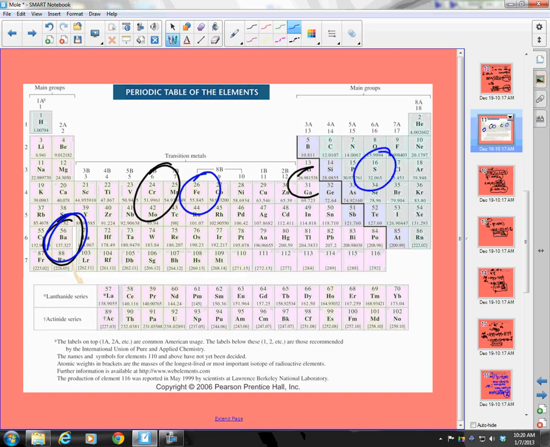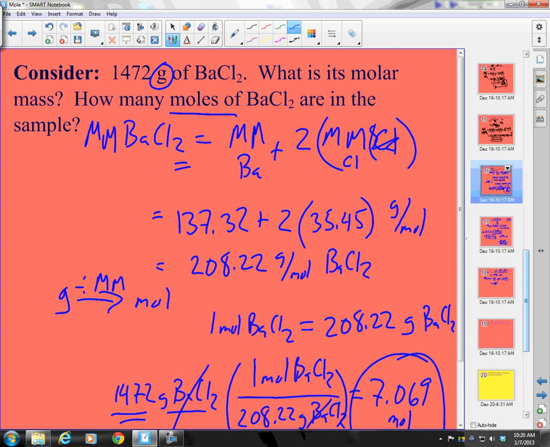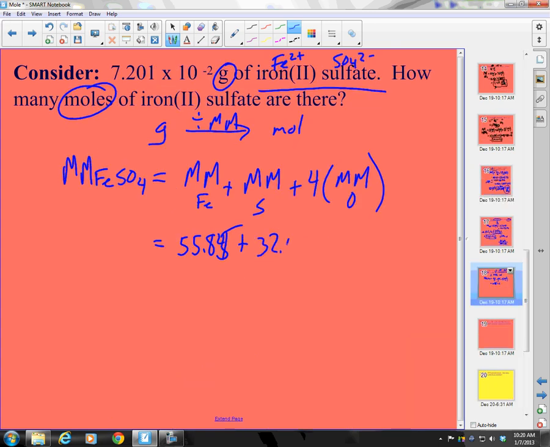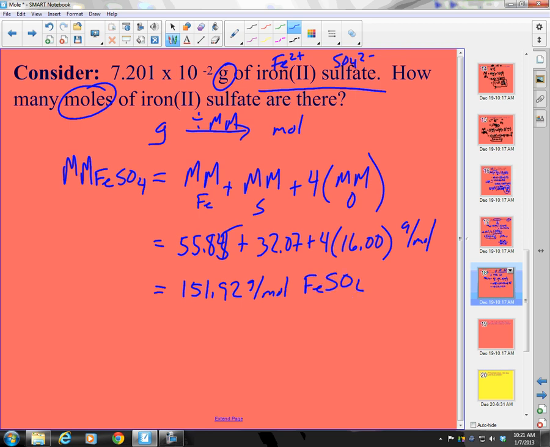Looks like 32.07. Wrong one. 32.07. 32.07 plus 4 times, hey, I have oxygen memorized, 16 grams per mole. Let's add this up. 55.85 plus 32.07 plus 64. And I get 151.92 grams per mole of iron 2 sulfate.